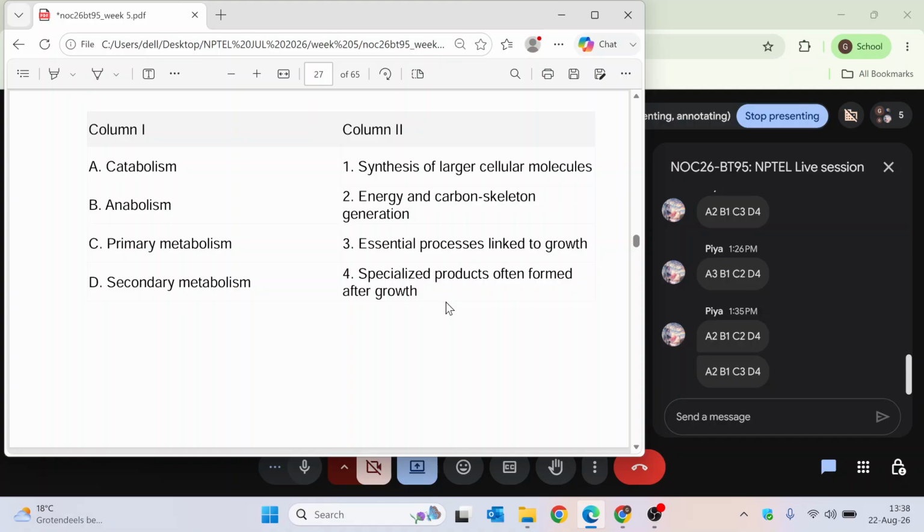Okay, another easy question. We have been seeing anabolism, catabolism, primary, secondary, all of it in the other weeks' lectures and live sessions as well. So yeah.